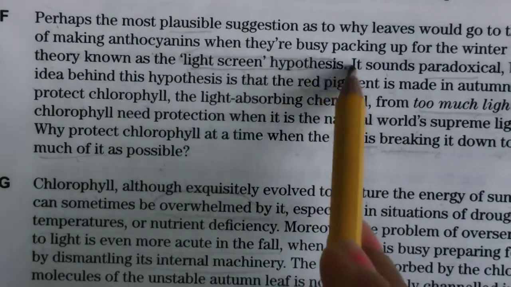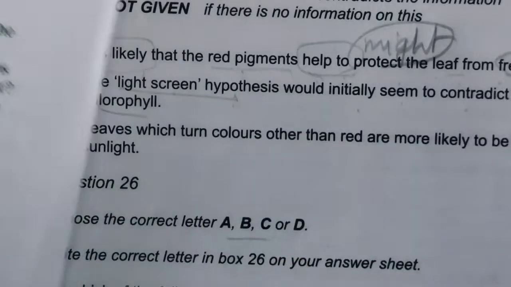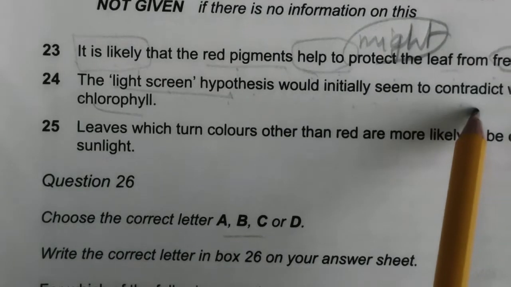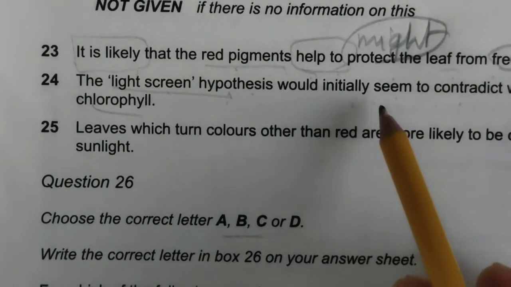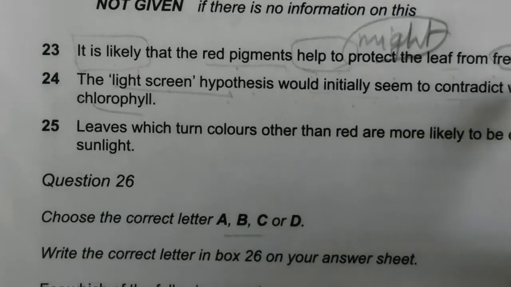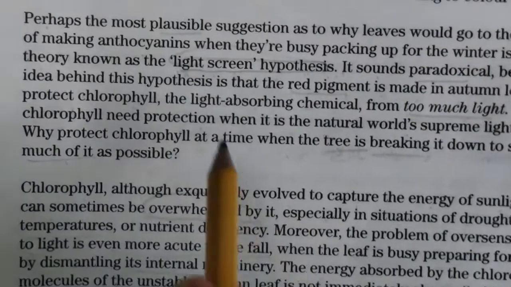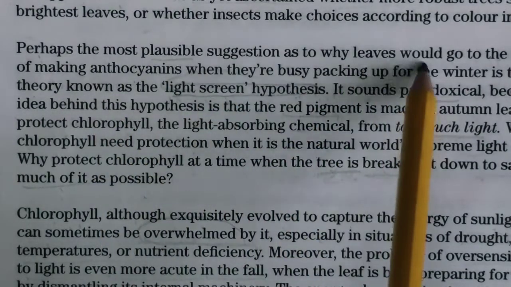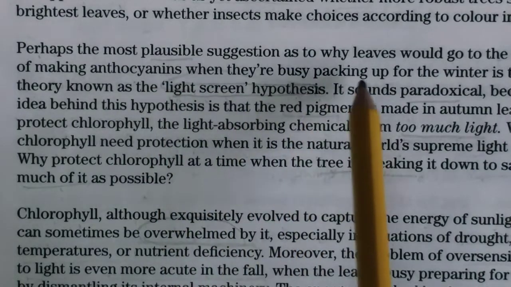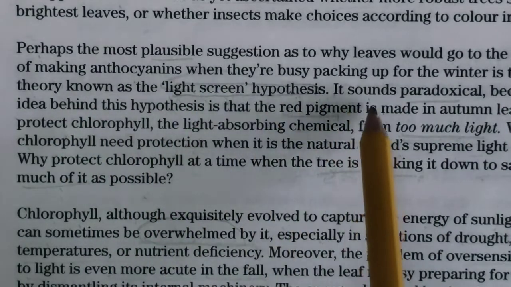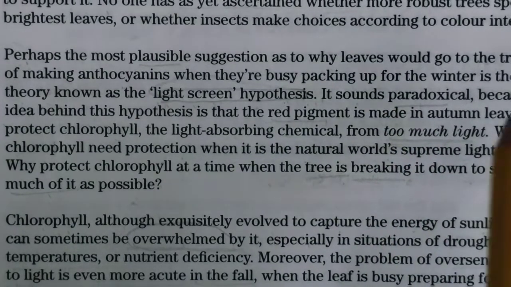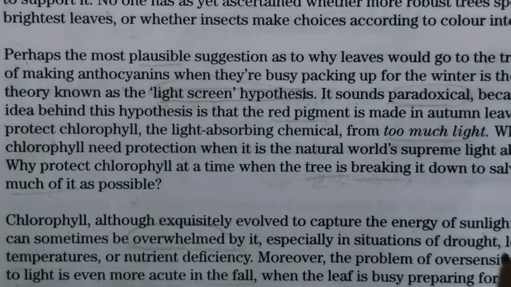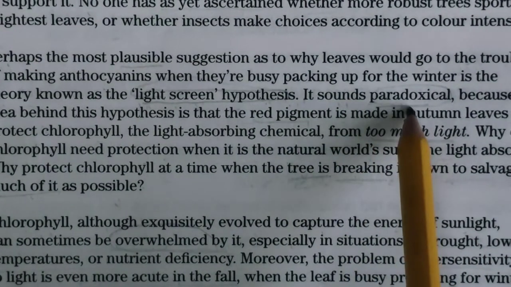So what they are saying, winter theory, let's read the question. The light screen hypothesis would initially seem to contradict what is known about chlorophyll. Okay, so they are saying that this theory is contradicting. Let's read it. Why leaves would go to the trouble of making this when they are busy packing off for the winter is this theory. It sounds paradoxical. See, if you know the meaning of this word, then it is okay. Then you can find the answer within a second. If you don't know the meaning of this word, it's okay.